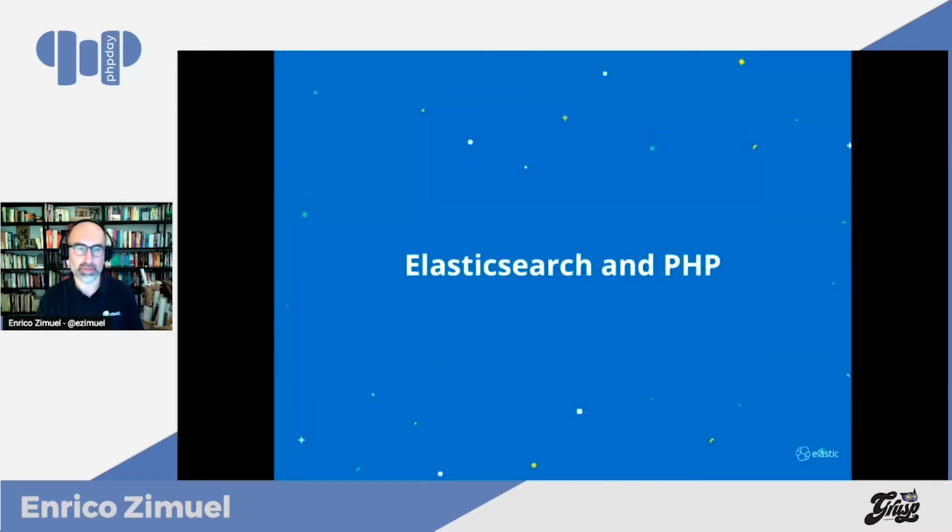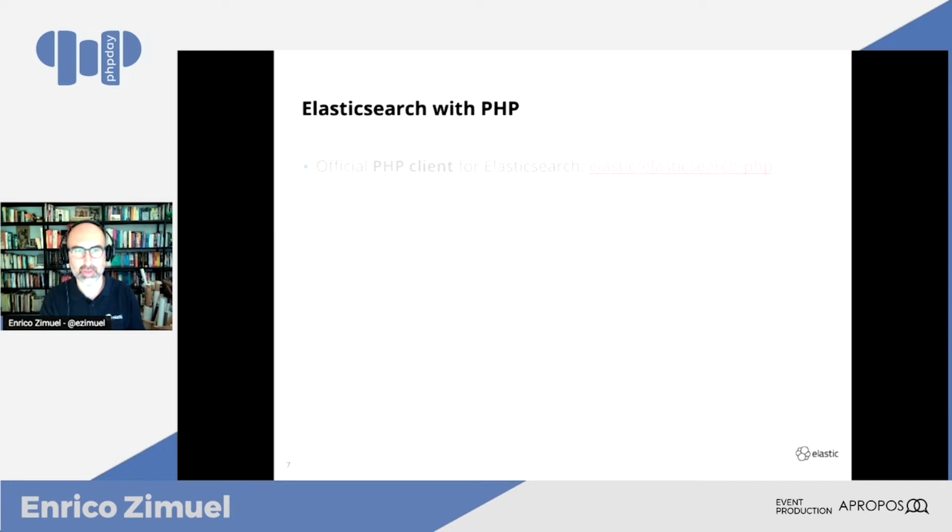Okay, let's jump. As I said, this was a very, very brief introduction to Elasticsearch. Now let's focus on PHP. So we are PHP developers. We want to use Elasticsearch, how can we use it? So we provide an official PHP client that is elasticsearch-php. So you can check it out on GitHub.